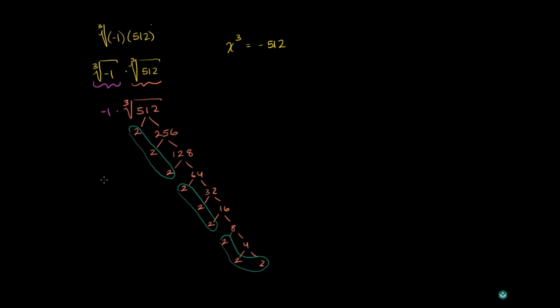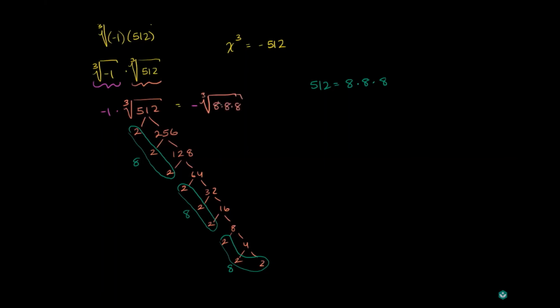So each of these groups, 2 times 2 times 2, that's 8. This is 2 times 2 times 2, that's 8. And this is also 2 times 2 times 2, so that's 8. So we could write 512 as being equal to 8 times 8 times 8. And so we can rewrite this expression right over here as the cube root of 8 times 8 times 8. So this is equal to negative 1 times the cube root of 8 times 8 times 8.